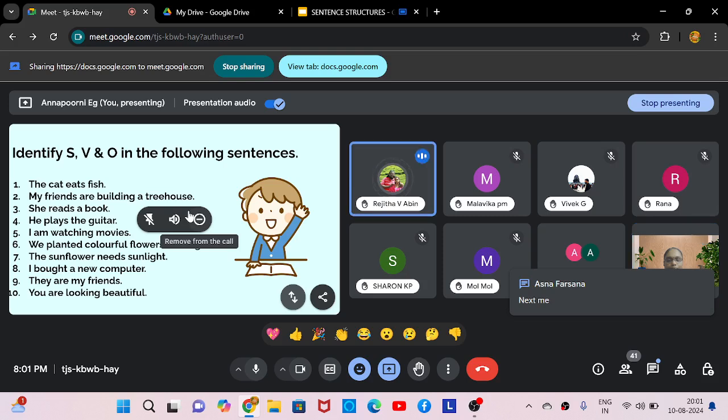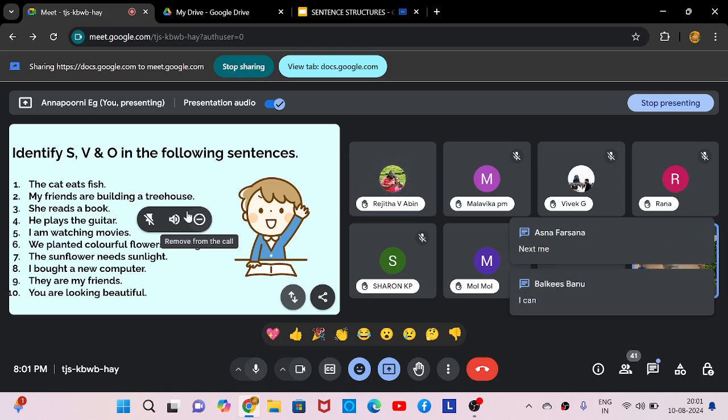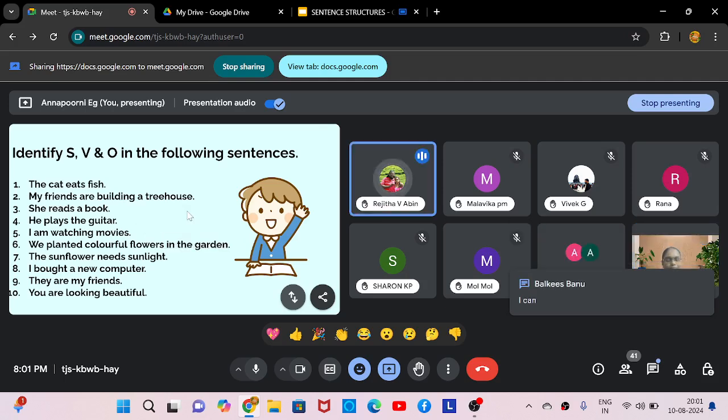The cat eats a fish. Okay, the cat eats fish. You have to identify the subject, verb and object. Subject, the cat. Okay.